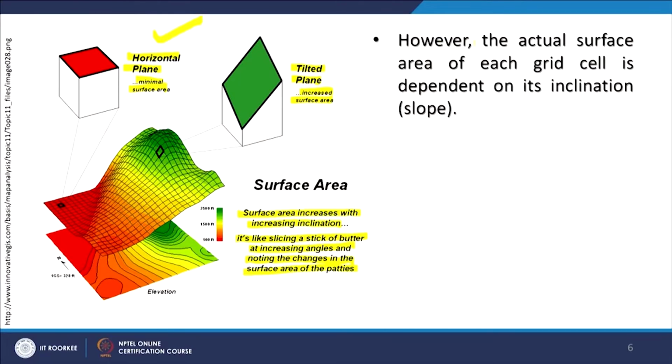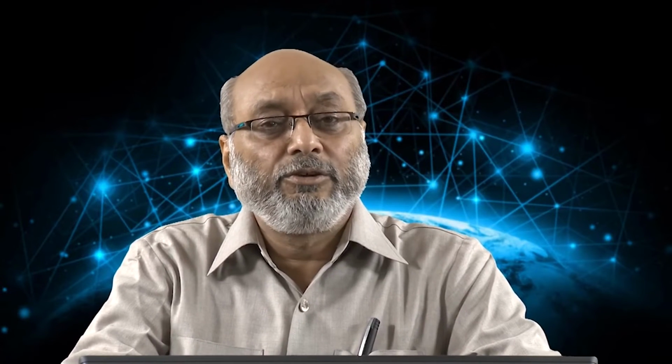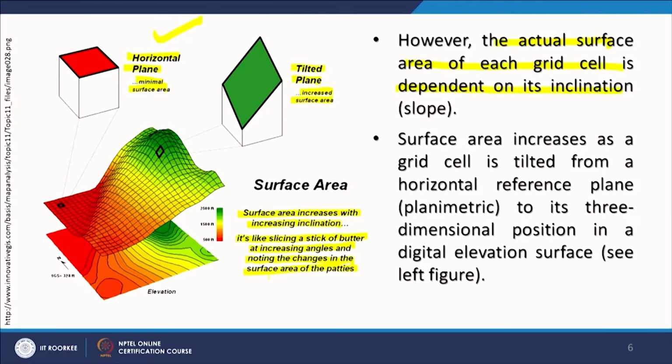So the actual surface area of each grid cell is dependent on its inclination. It is basically inclination dependent, and surface area, as we have already discussed, increases as a grid cell is tilted from a horizontal reference plane, that is planimetric, to its three-dimensional position in a digital elevation surface, like here, which we have just discussed.